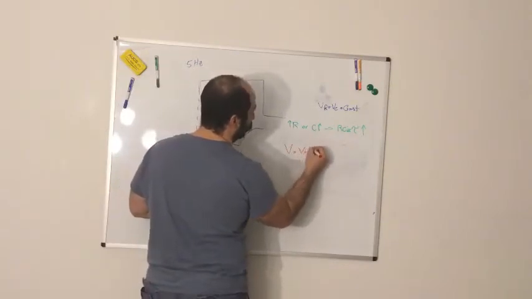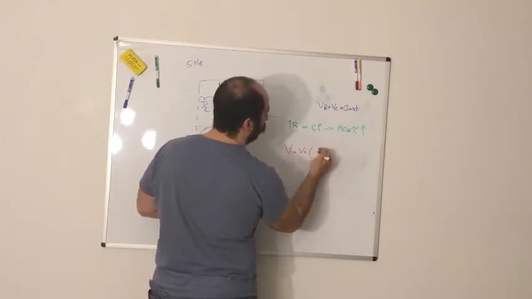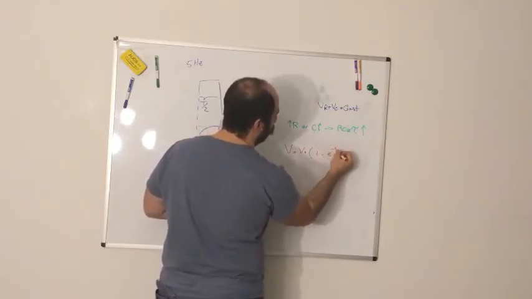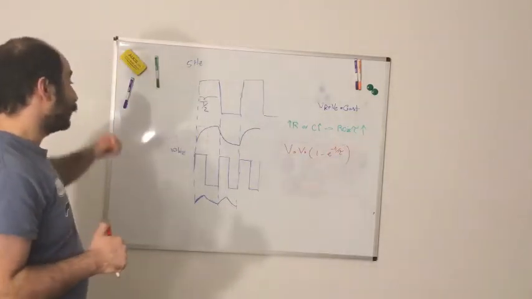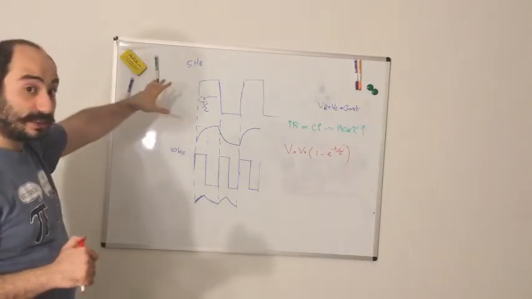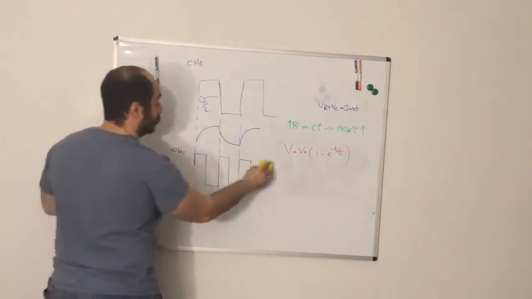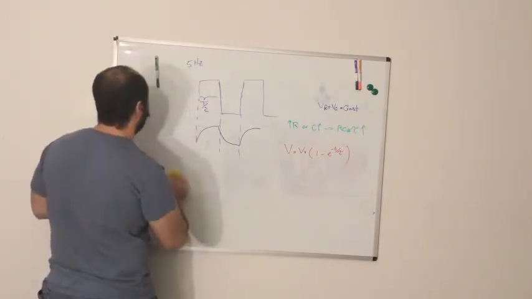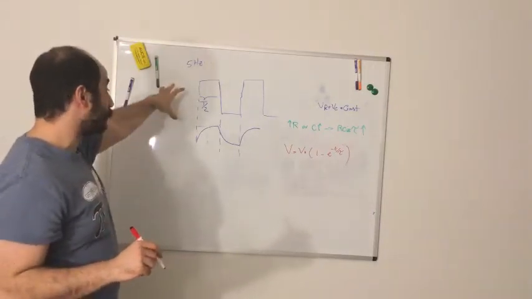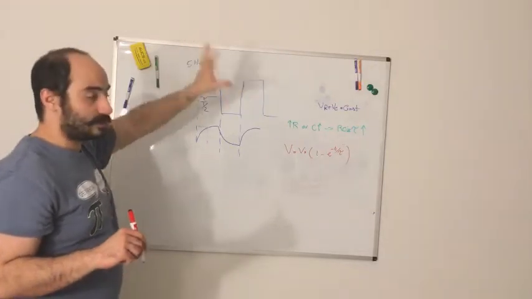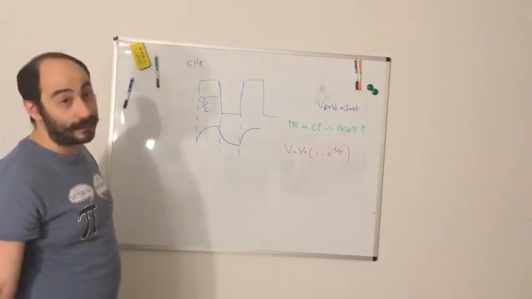V equals V naught, 1 minus e to the minus t over tau. Okay. We have that. We are going to keep the same frequency, but we are going to change the RC. We are going to change the tau. So we're going to start with this figure that we have. Then we are going to increase the tau, see what happens.